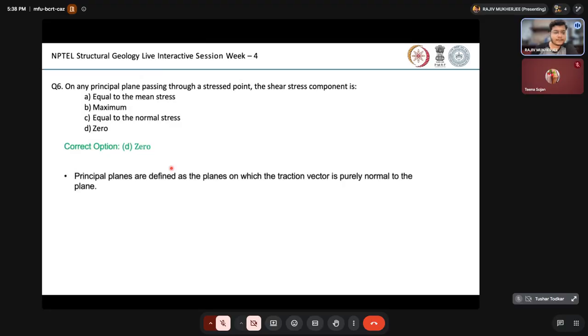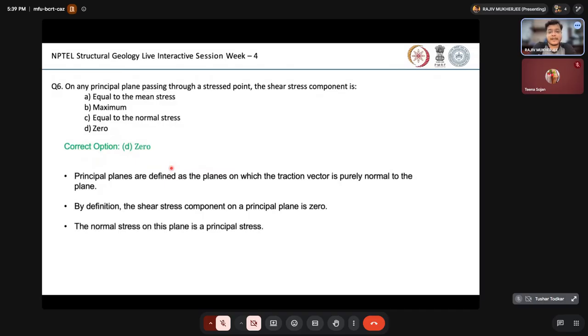Because principal planes are defined as the planes on which the traction vector is purely normal to the plane. That is the definition. Right? So there are no parallel-to-plane traction components, only normal traction, no shear traction. And by definition, the shear stress component on the principal plane is zero. And in that case, the normal stress on this plane is a principal stress. And the direction of that stress is the principal axis of stress. Right?